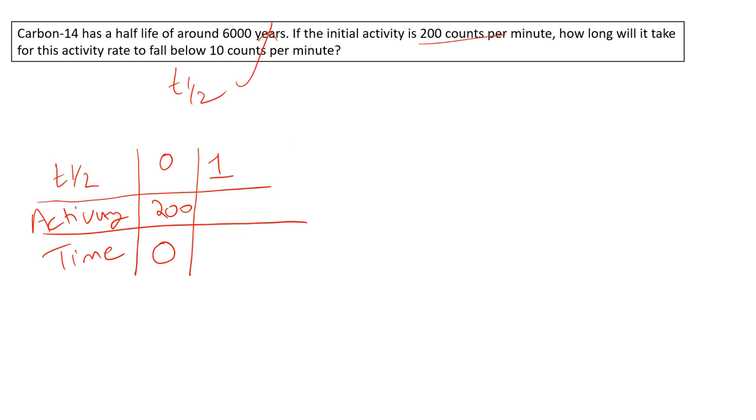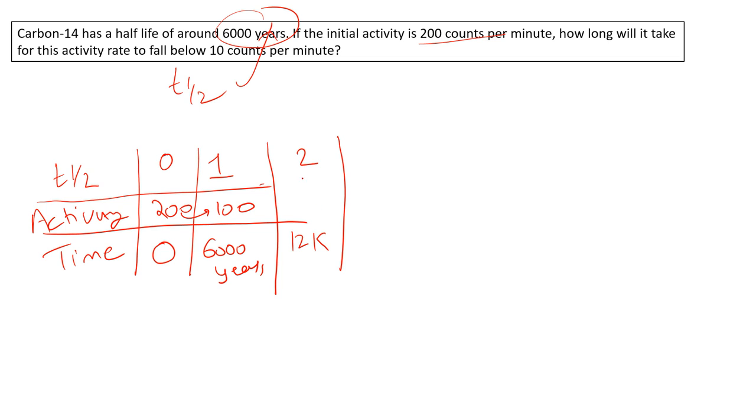If I consider one half-life, 6,000 years is given to you, so this is 6,000 years. And I already told you after one half-life, the activity reduces by half. So 200 becomes 100. If I take another half-life, which means 12,000 years, then 100 will drop to 100 divided by 2, which is 50. Another half-life, 3, gives 18k, and the activity becomes half of this, which is 25.